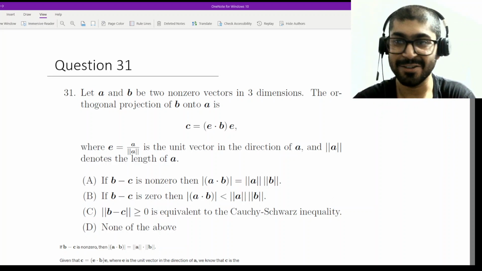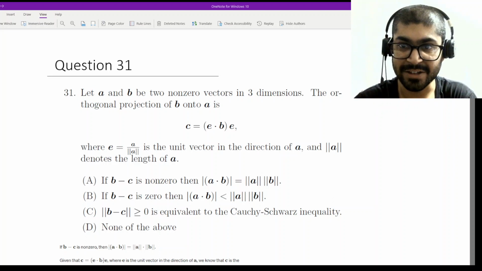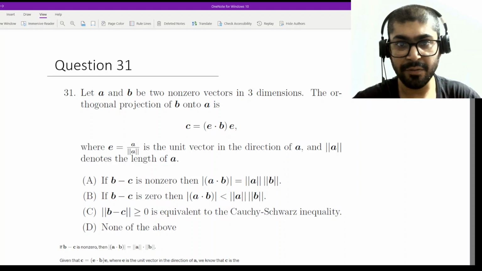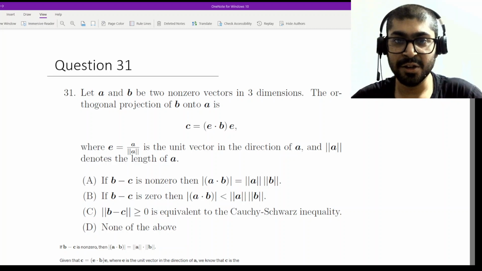We are nearly towards the end of the series. There are 32 questions in total. We are at question 31 now. Question 31 is based on vector algebra. So the definition of the unit vectors as well as the orthogonal projections are given here, right?